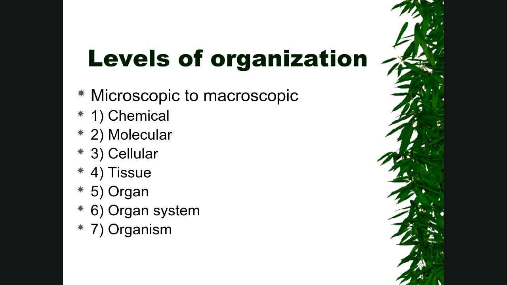The last type is columnar, and columnar cells are shaped like columns. They're taller than they are wide, is the key. Columnar is good for protection, but simple columnar, for example, in our digestive tract is involved with absorbing nutrients. So it can be important for a little bit of both. So there we've got our two different layers, simple and stratified. We've got our three different shapes, squamous, cuboidal, or columnar. And that's usually how we classify all of our different epithelia, our different linings and coverings.